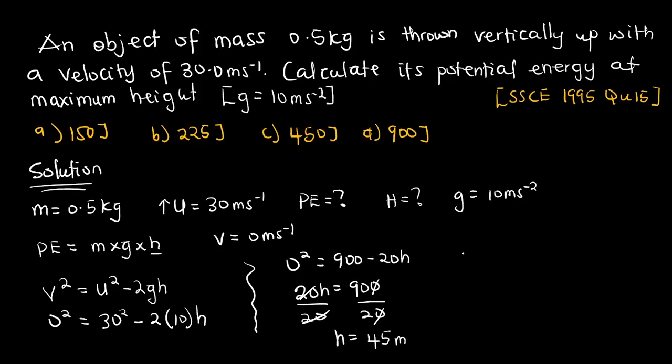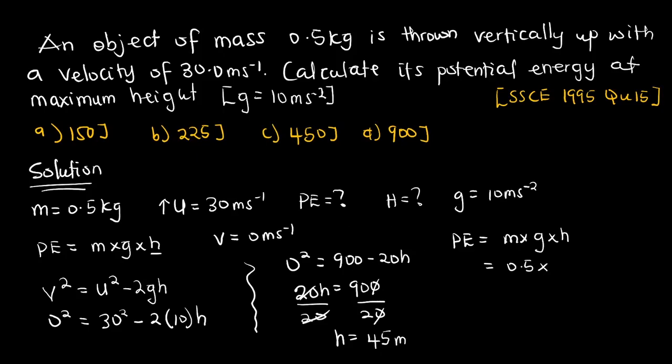So now that I have my height, it's easy for me to find the potential energy, as the potential energy now is equal to mass multiplied by the gravity multiplied by the height. Which is therefore equal to, the mass is 0.5 kilograms multiplied by the gravity.